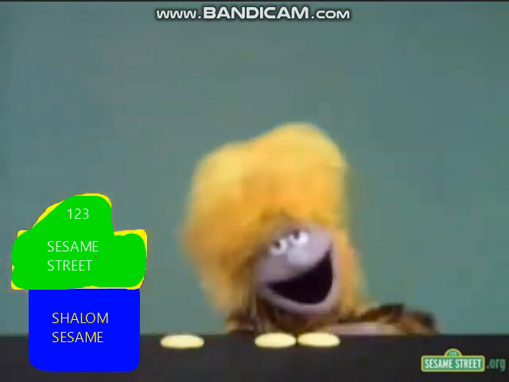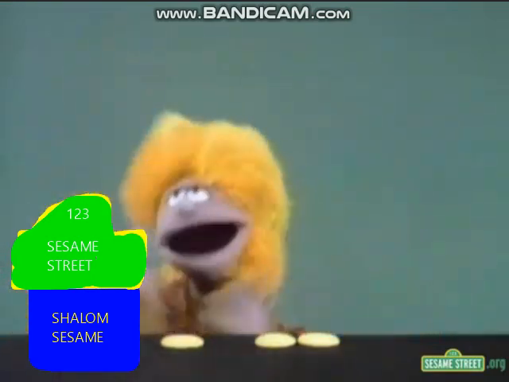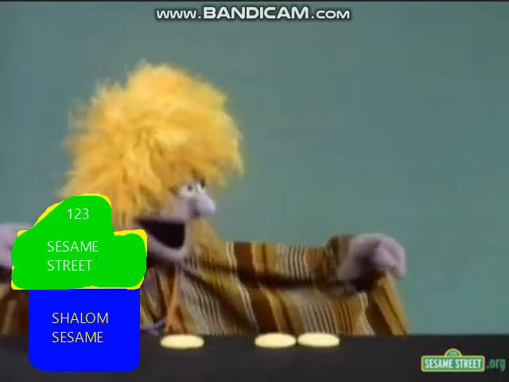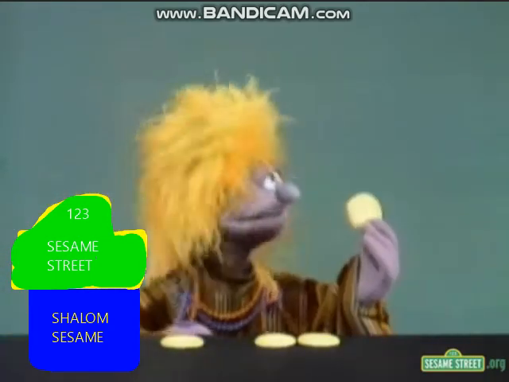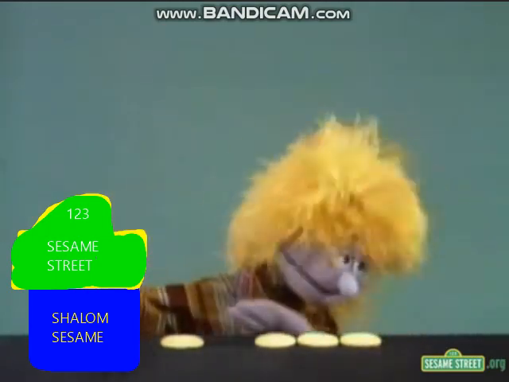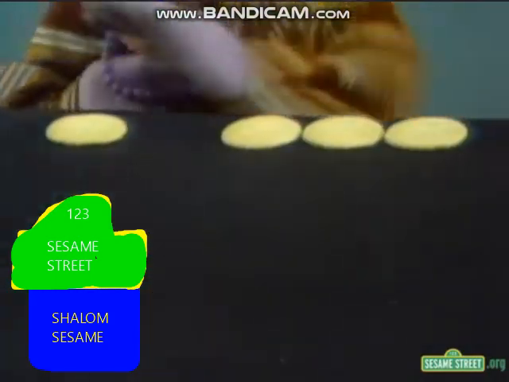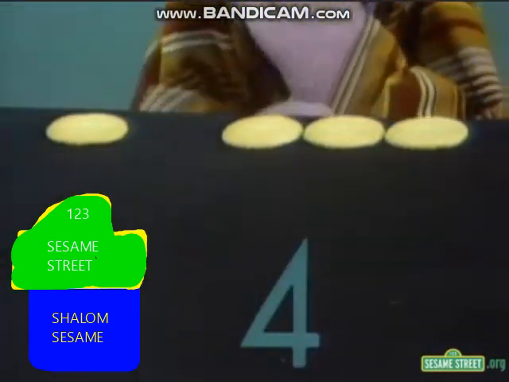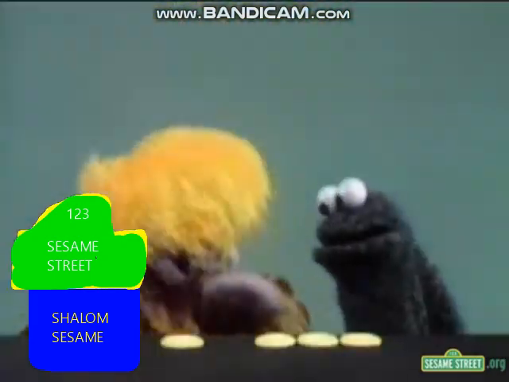Adding is putting together. Adding is making it more. Just take those three cookies, add one more cookie. This time the answer is four. Three cookies and one cookie make four cookies. Three and one is four.